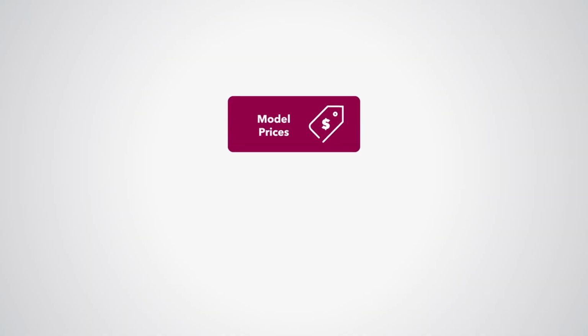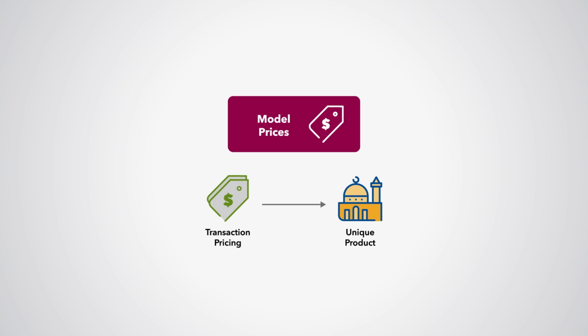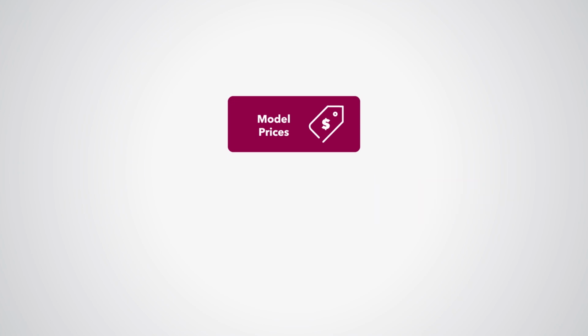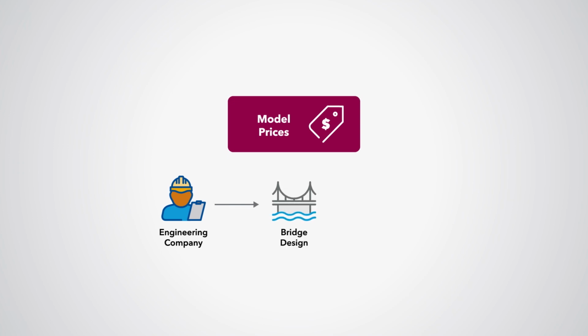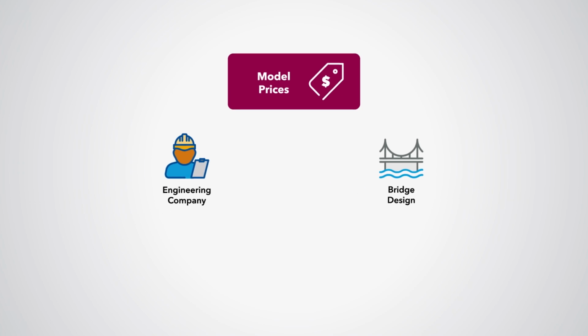Now let's look at model prices. Transaction pricing is not feasible for activities where the products are unique and not reproduced over time. For example, an engineering company may be contracted to design a bridge. They will not design the same bridge repeatedly in future months, so we're unable to compare like to like each period. For such activities, we use a model price or an estimated transaction price.